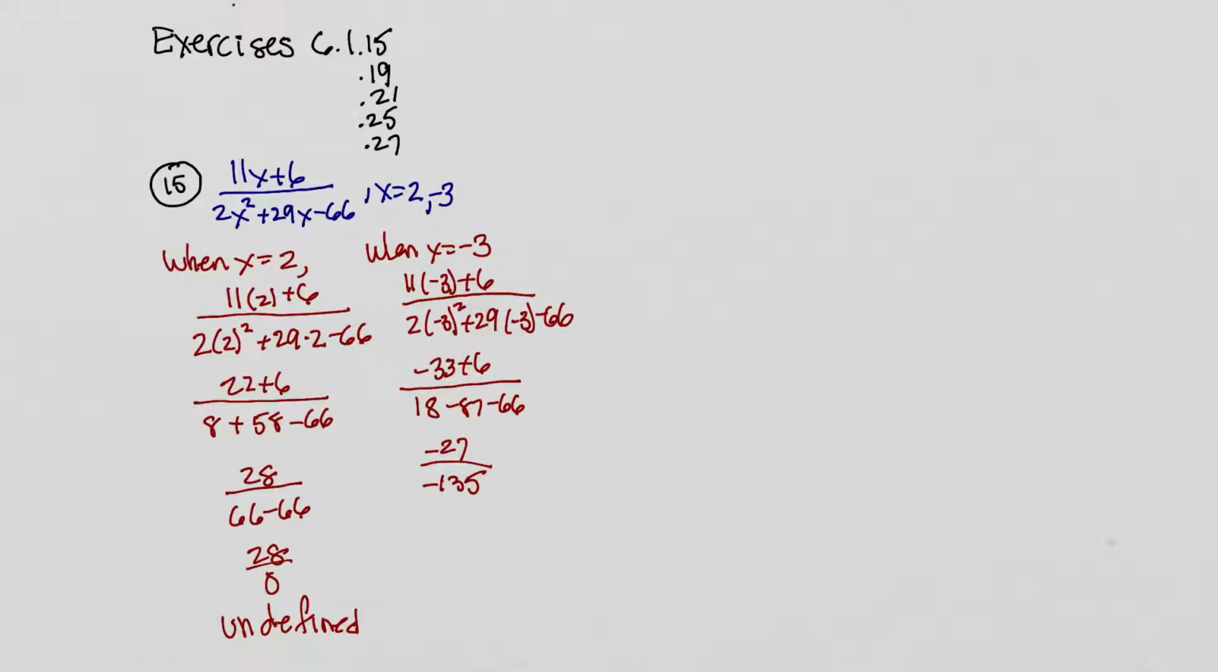So if we divide these by 3, we're going to get 9 over 45. Now both of these are divisible by 9, so we're going to get 1/5. So when we substitute in 2, we get undefined. When we substitute in negative 3, we get 1/5.